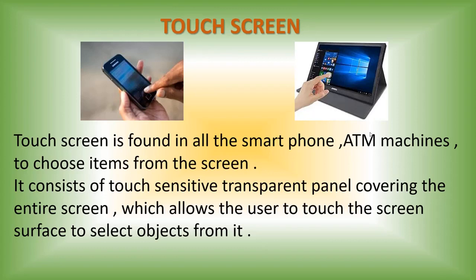It consists of a touch sensitive transparent panel, which allows the user to touch the screen surface to select an object. Actually, what is happening there is, when you touch that screen, that position is identified and internally converted into a binary digit or binary format, which is then transmitted to the CPU. That is done in the touch sensitive screen.